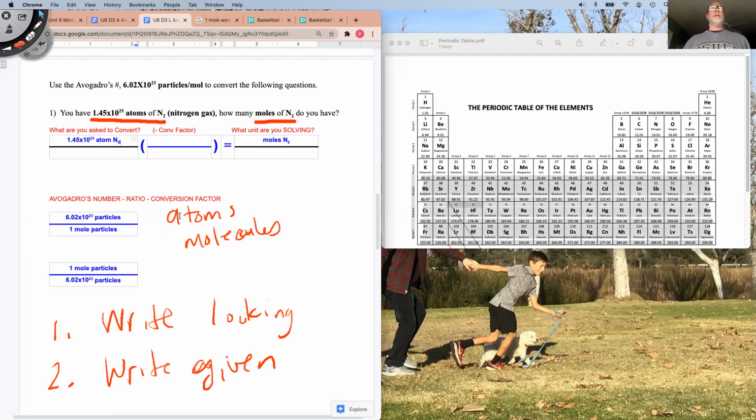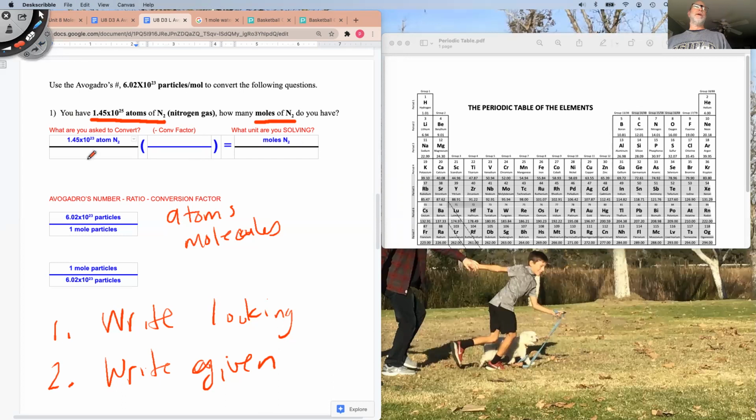Now here's the question. What word or words do I need to cancel out in order to get to moles of nitrogen? That's right, I need to cancel out the word atoms. So I need to get the word atoms right down here. What word do I want to have on the top? Yep, I want to have the word moles right on the top, moles of nitrogen.